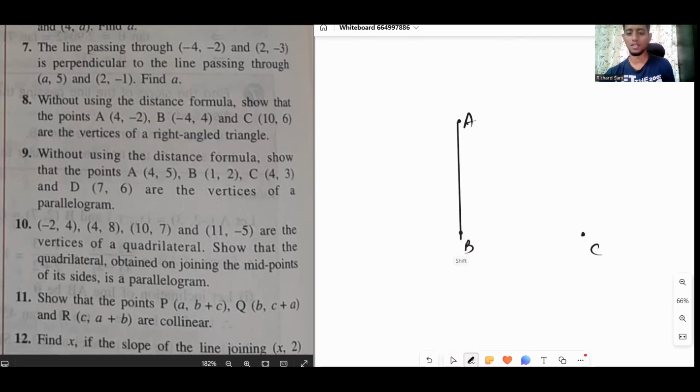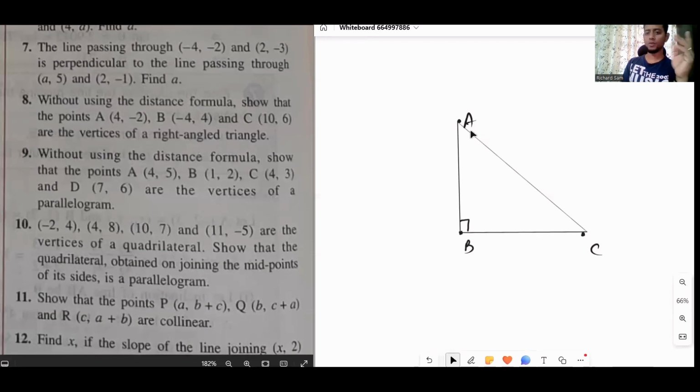And they're telling what? Vertices of a right angle triangle, which means a right angle triangle is what? One of the angles is 90. It could be A, it could be B, it could be C. We don't know. Right now, I drew it in such a way that B is the right angle, but we don't know which is the right angle. So now they're saying that you have to show that these 3 points are the vertices of a right angle triangle. How will you prove this?